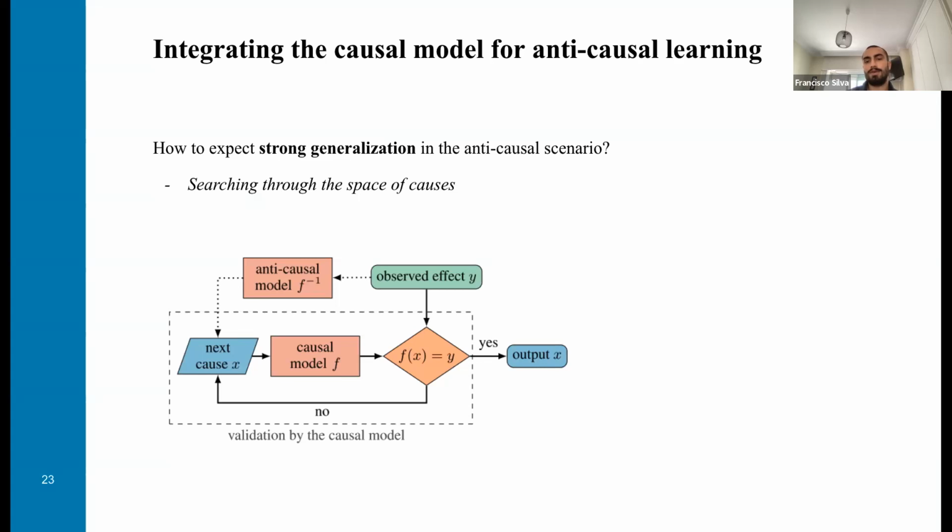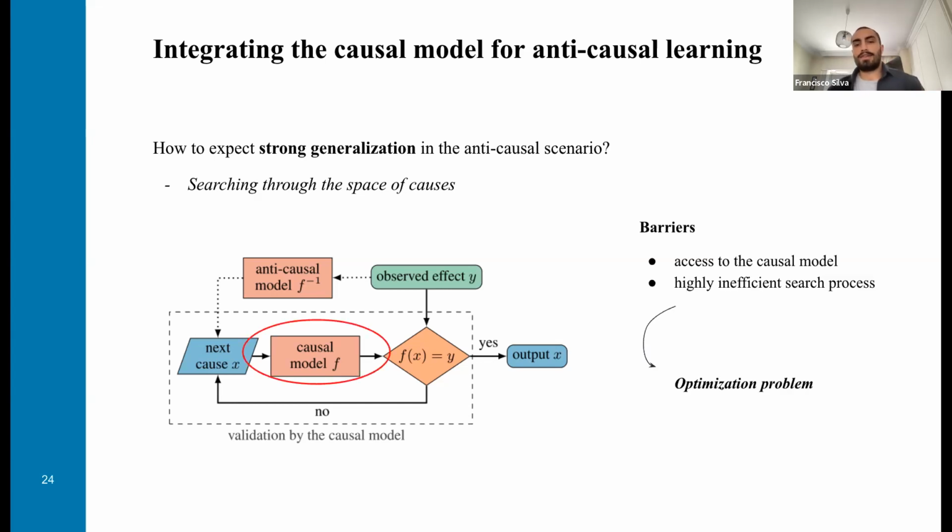And we are presented with a possible solution, and this is a figure from the article. Given some observed effects, which can be an image, this variable y, and assuming that we have access to the causal model, we can infer a certain set of causes and validate them by running the causal model. If the output matches the effect we observed before, the inferred causes are true. And if it doesn't match, we have to iterate over the anti-causal model and try to find a different set of causes and validate, and so on until we find valid causes.